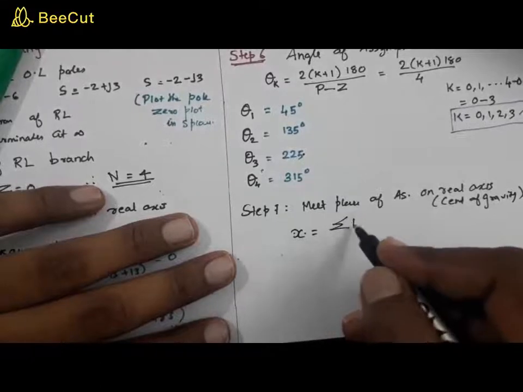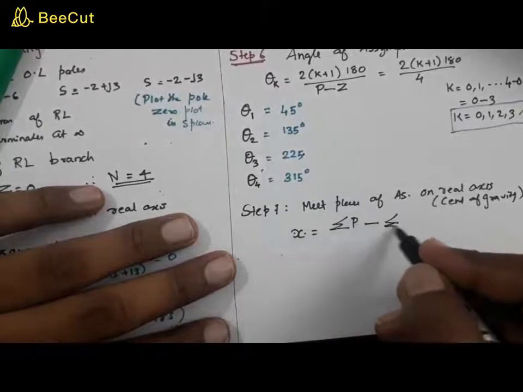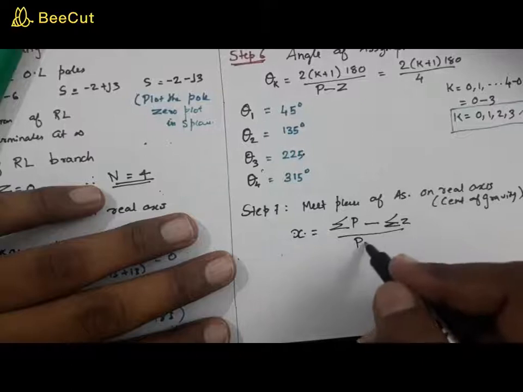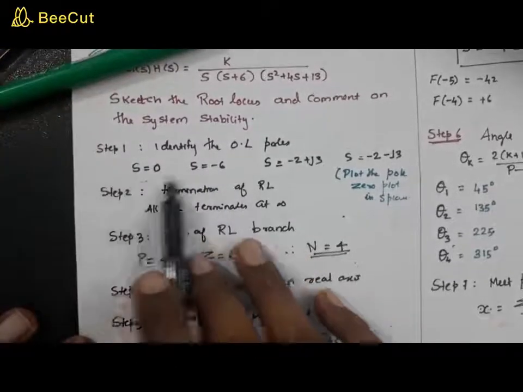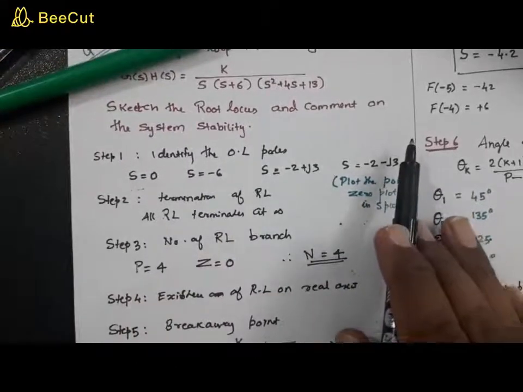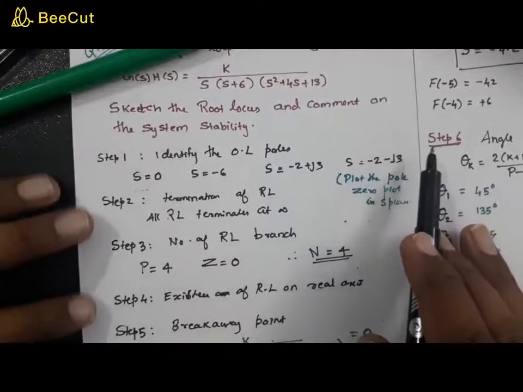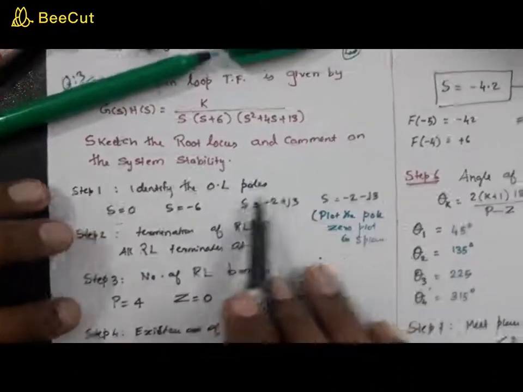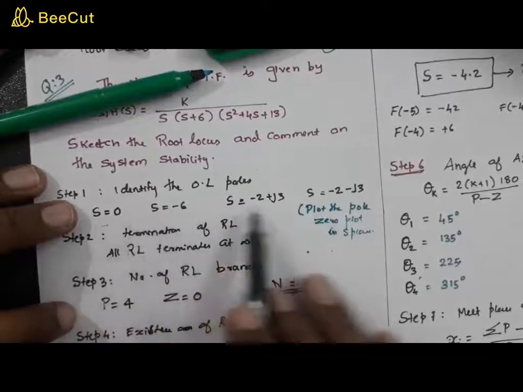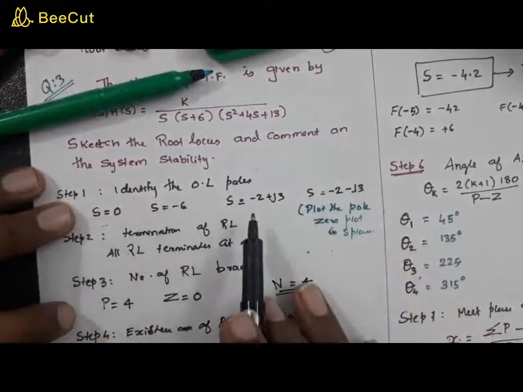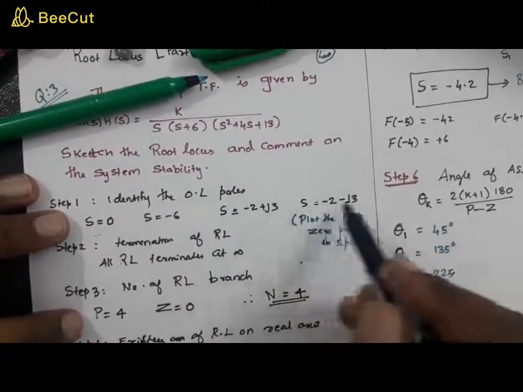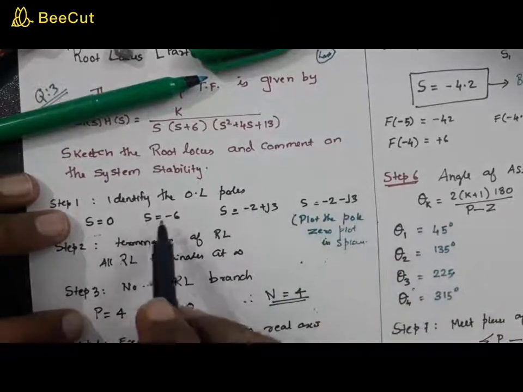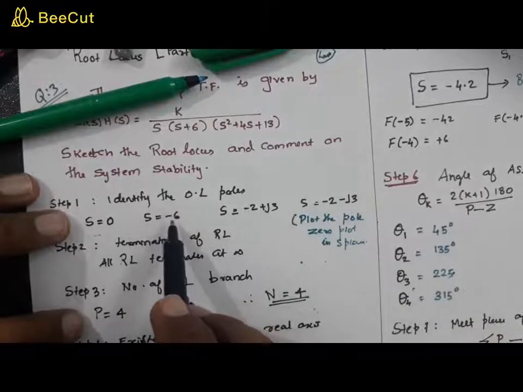It is equal to sigma poles minus sigma zeros by p minus z. So you can simply sum all the poles. Sigma poles means you need to include all the poles, whether it is complex or whatever it is, you need to add all these. So in effect, it is actually adding the real axis, because when you add these two, the imaginary term gets cancelled. So effectively, it is just the addition of the real term.